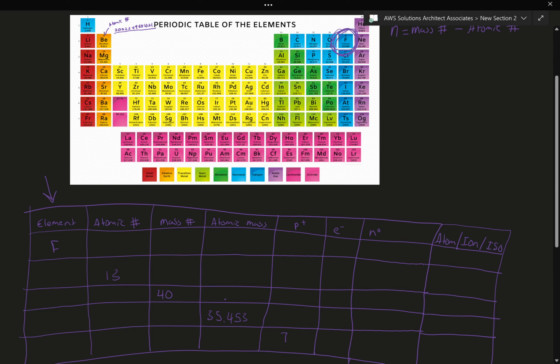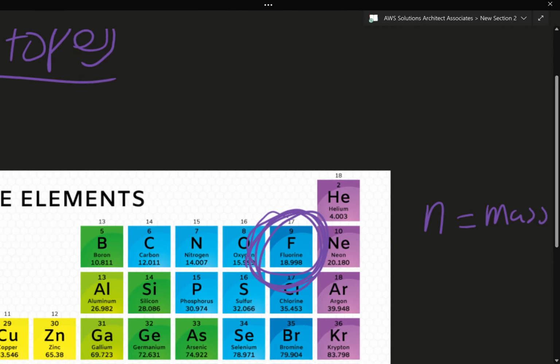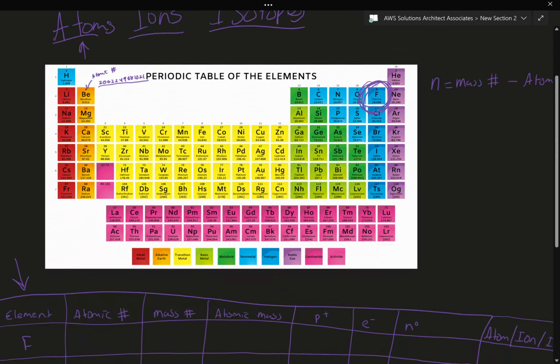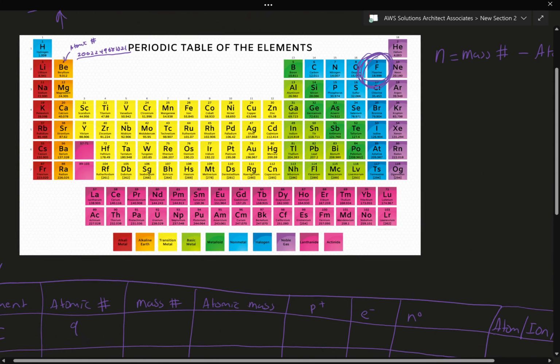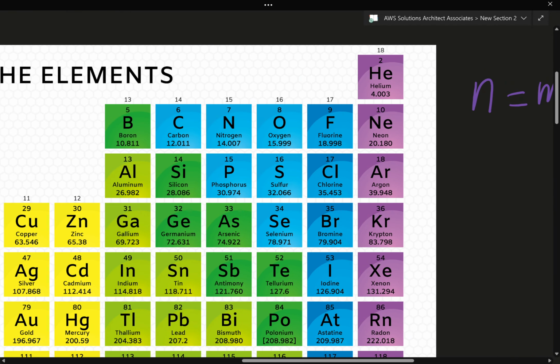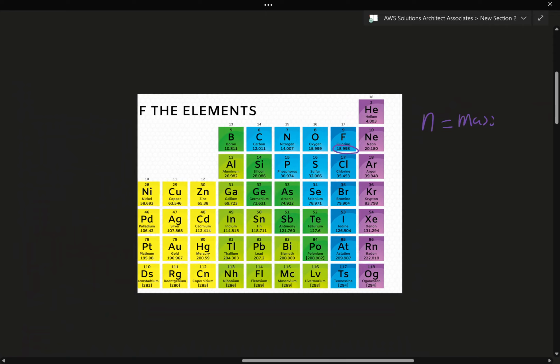And the atomic number for fluorine is 9. So that's what comes over here for atomic number, 9. And the mass number for fluorine, remember mass number is when you round that number up, when you round the average atomic mass. So when you round that up, you will get 19.